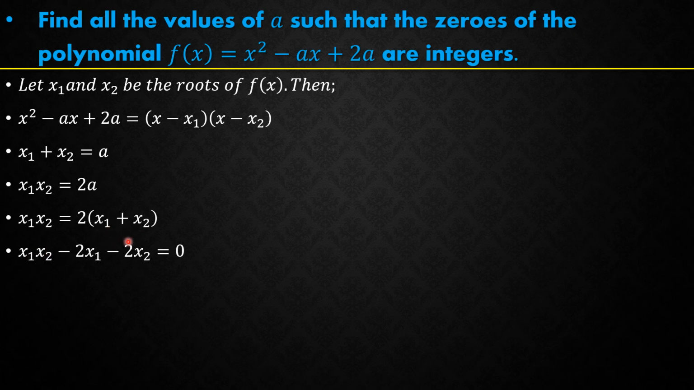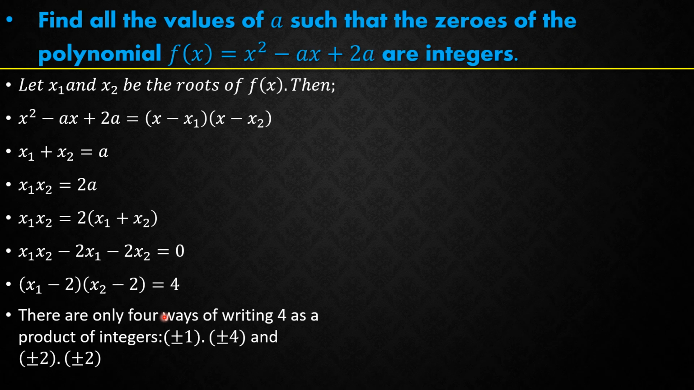If we simplify, we can expand and bring the terms to one side, so the right-hand side is just 0. Now we can rewrite this by adding 4 on both sides and then factorizing. Notice we get (x1 − 2)(x2 − 2) = 4. So now you have a product of two integers giving you 4.